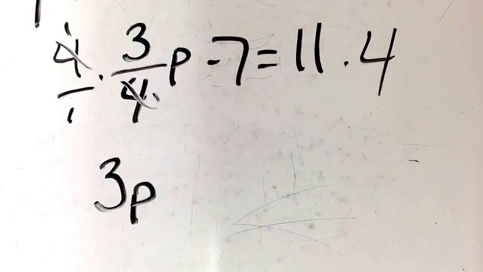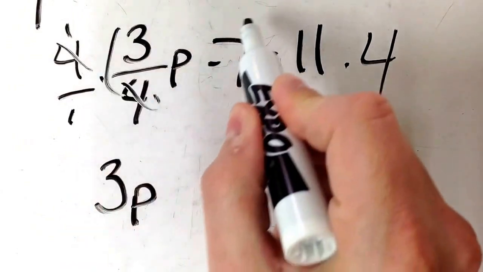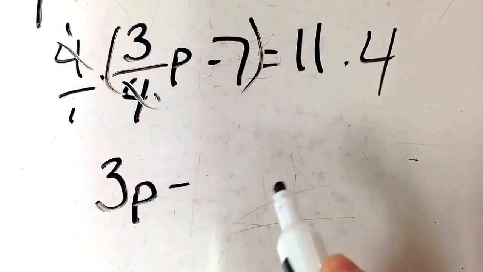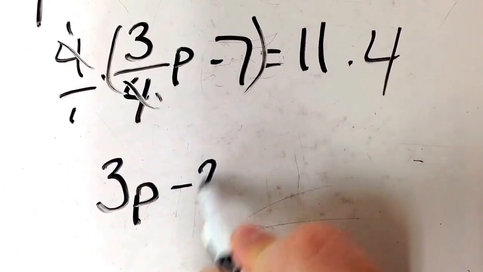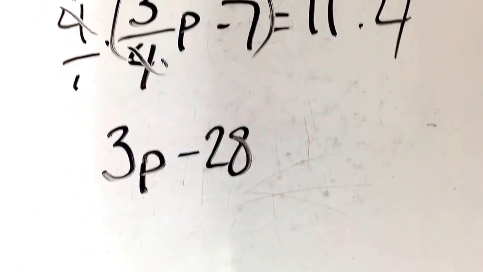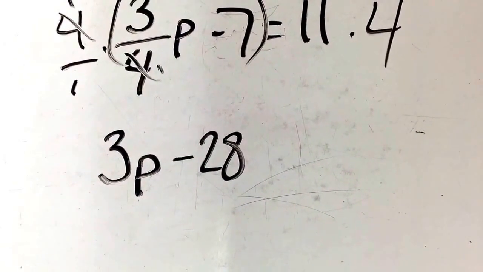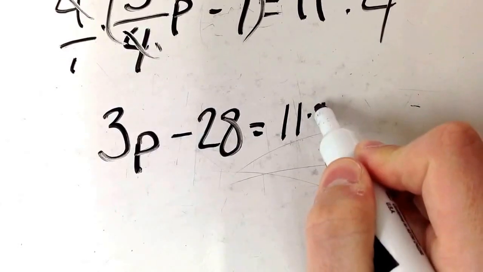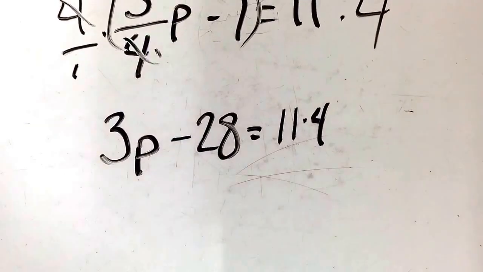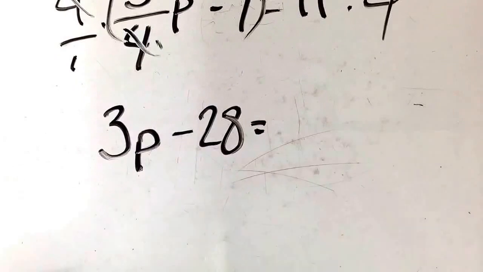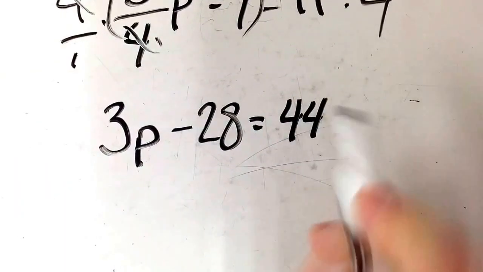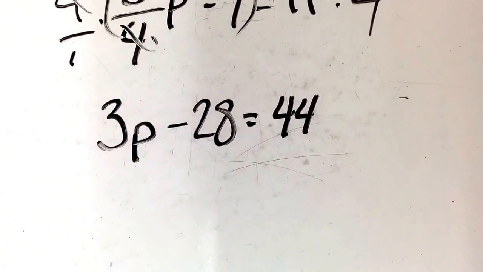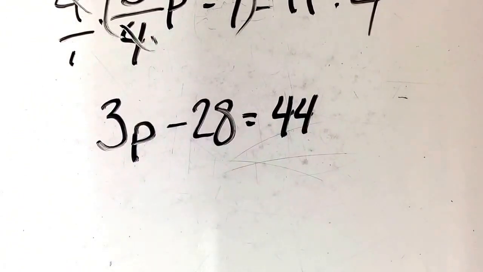Now the thing to keep in mind is that whenever I multiply by 4, it is to this entire side. So I'll have to do 3p minus 4 times 7 is 28. And then over here, 11 times 4 is 44, and so I can substitute that value in right here. So now my problem reads 3p minus 28 equals 44.